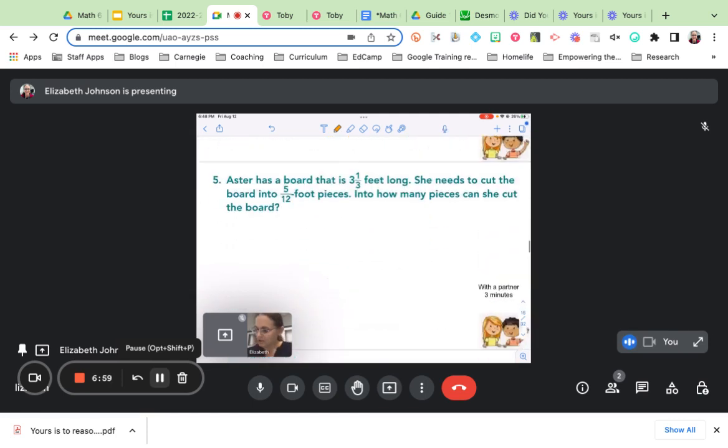You guys did one more example, and I know you worked hard on this. Here, Aster has a board that's 3 1/3 feet long. So let's start by drawing our number line. Start at 0, and this time we're going to go up to 3 1/3. You know what might make it a little bit easier is actually putting my numbers down first, 0, 1, 2, 3, which means 3 1/3 will be right after 3. Now, she needs to cut the board into 5/12 pieces. That means I need to divide this into 12ths.